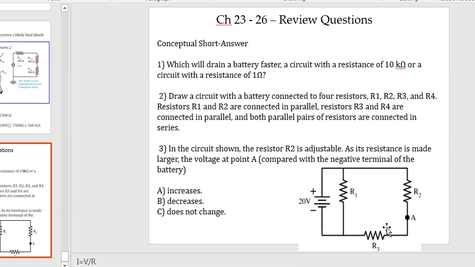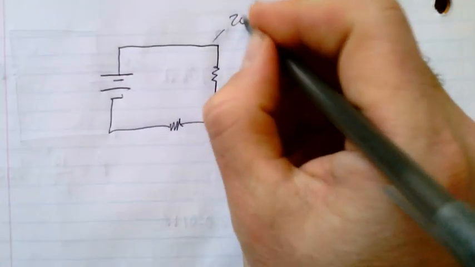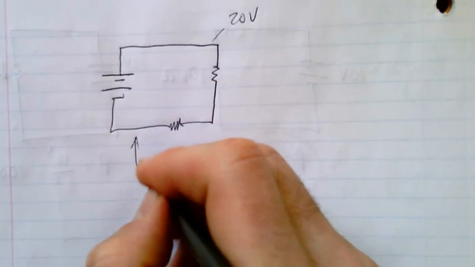Well, this is actually a voltage divider problem in disguise, because R1 is not going to change. There's going to be 20 volts across that R1 no matter what. So for our purposes, we can ignore that for the moment, because that's not the thing that's changing here. There's going to be 20 volts on this side, and there's going to be 0 volts on this side.